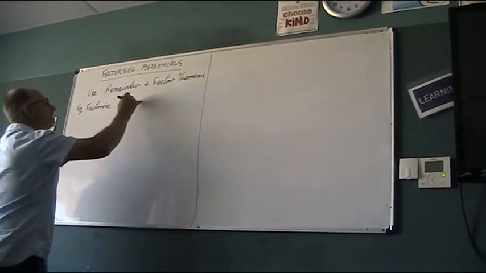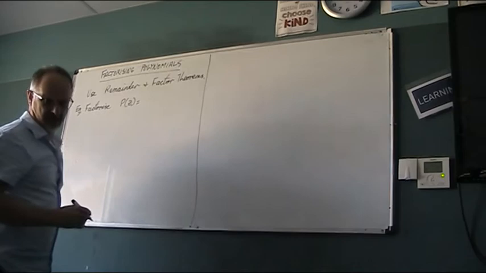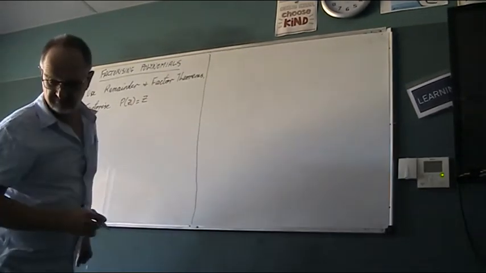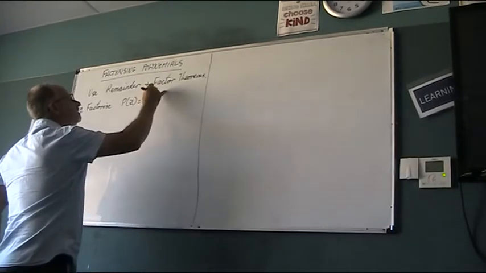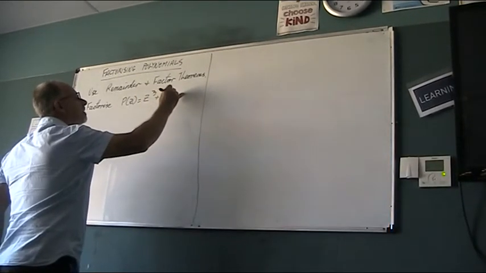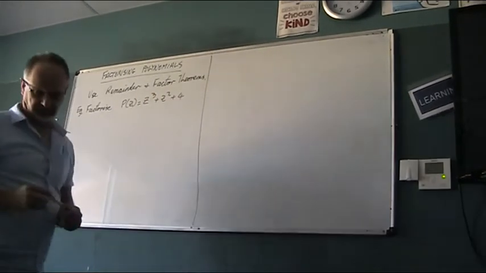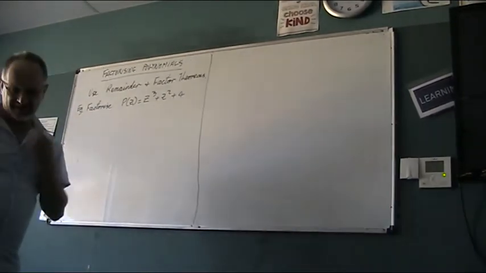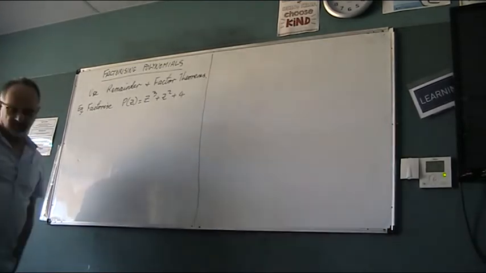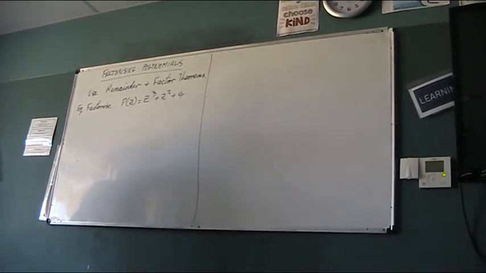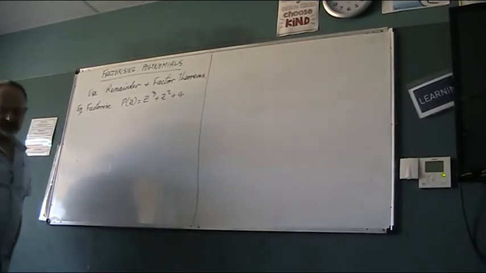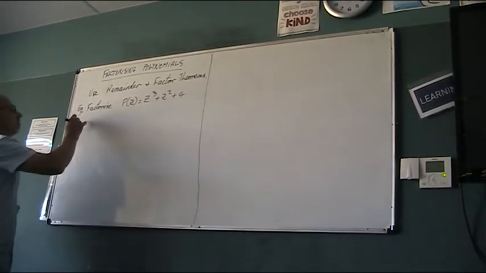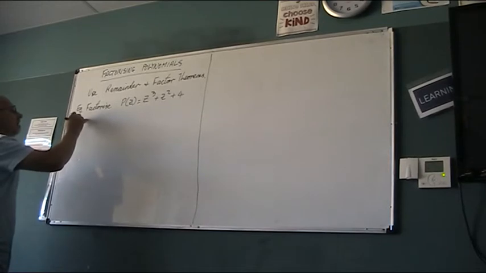Polynomial P(z) equals z cubed plus z squared plus 4. And so we would do the same kind of stuff here as what we did in methods. So we make some choices. What number would you like to try?